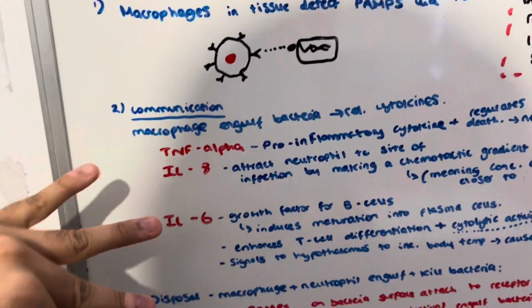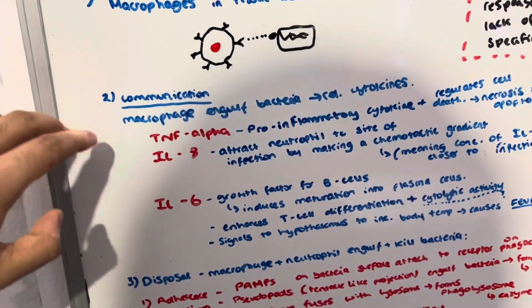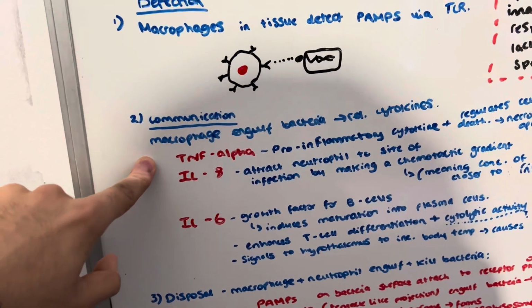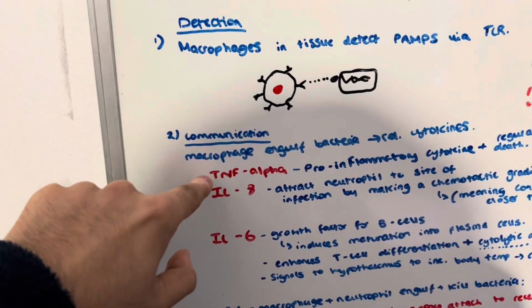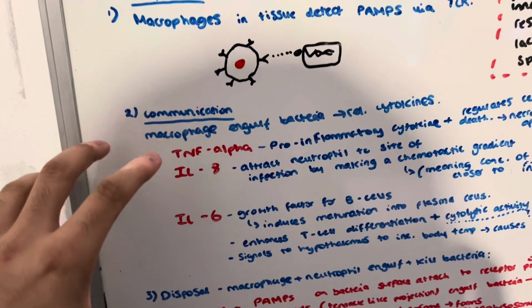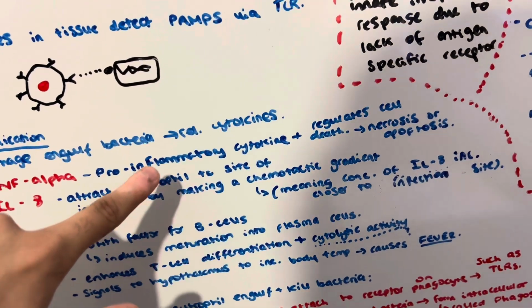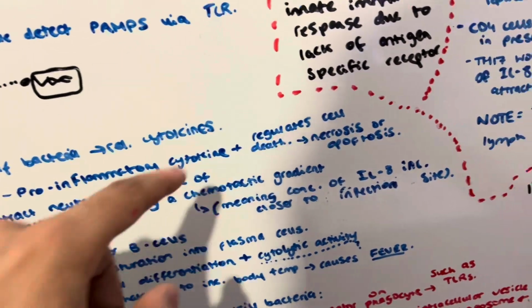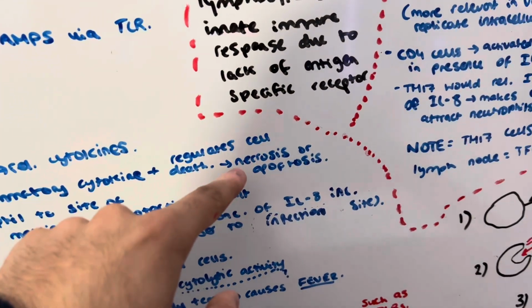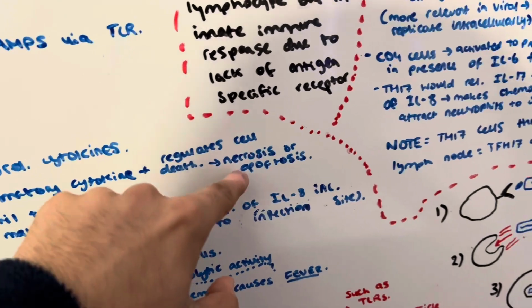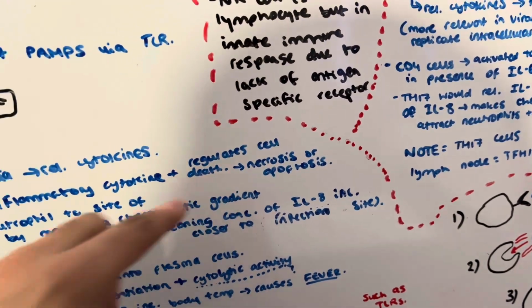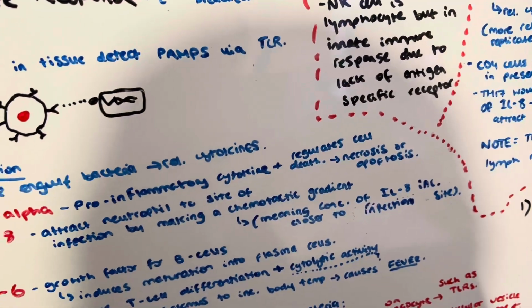And now these are the 3 main cytokines which I'm going to talk about. We've got TNF alpha. I think that stands for tumor necrosis factor alpha. But basically it's a pro-inflammatory cytokine. So it causes inflammation and it regulates cell death, and necrosis is your messy cell death. Apoptosis is your programmed cell death, and TNF alpha is involved with the regulation of it.